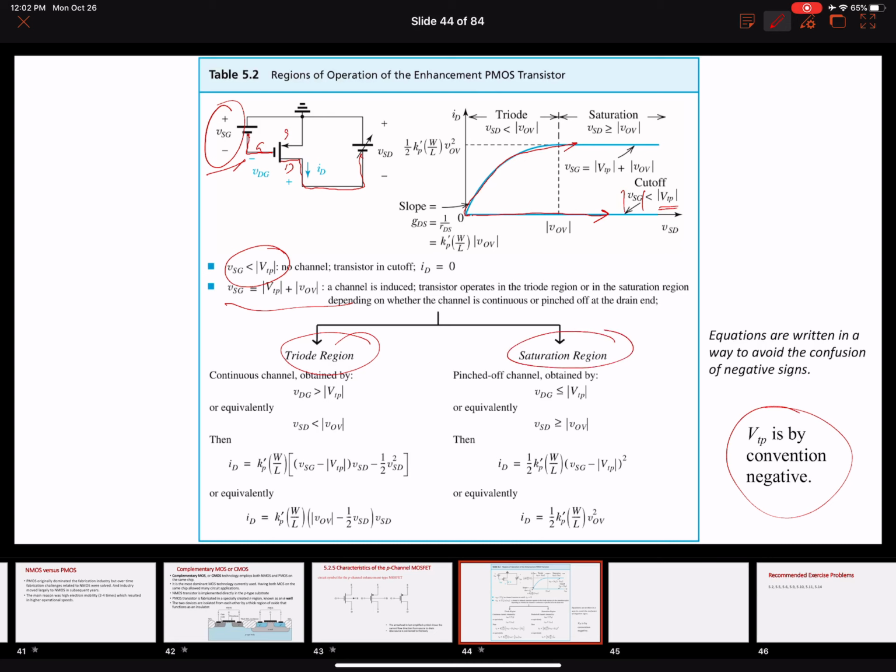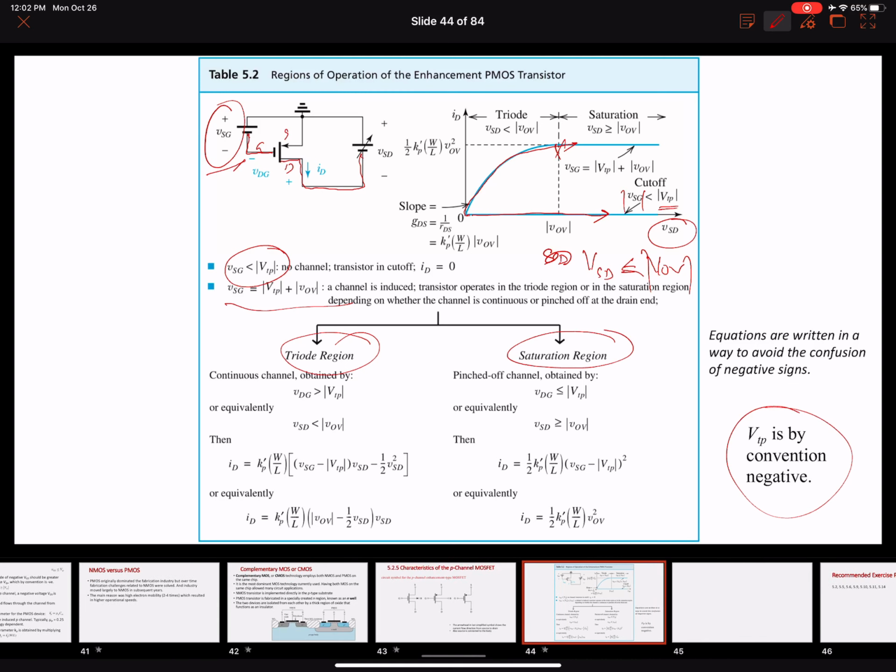All the relationships are the same. For example, the source to drain voltage should be equal to the overdrive voltage for it to enter into the saturation region, right? So this is the entry point of the saturation region. Less than that, it is in the triode region. More than that, it will be in the saturation region, right? So the only distinction to note here is that modulus sign.